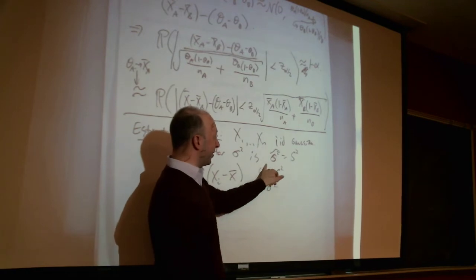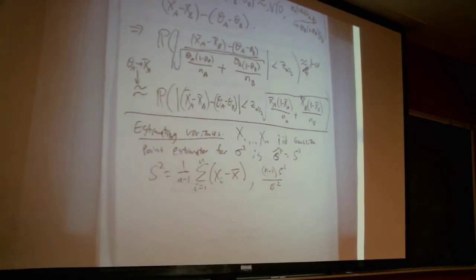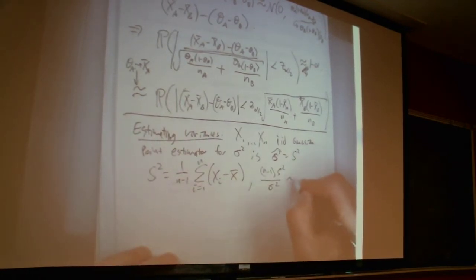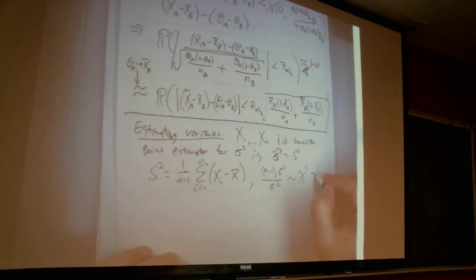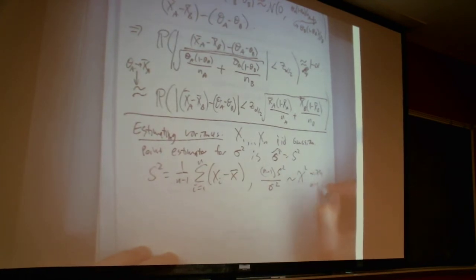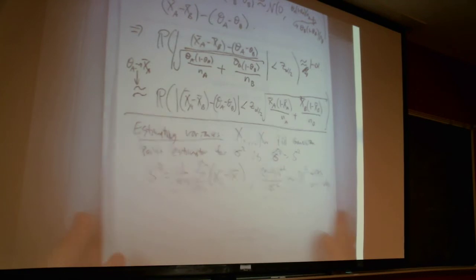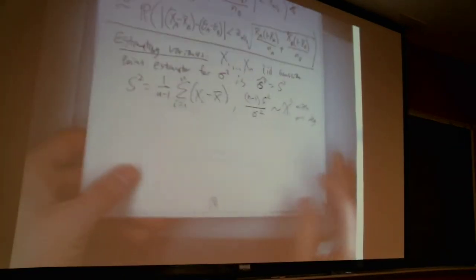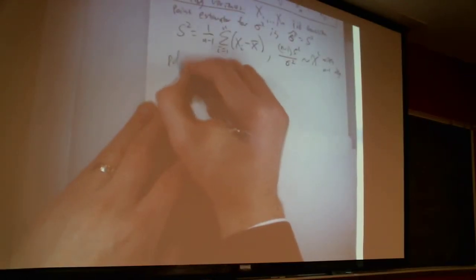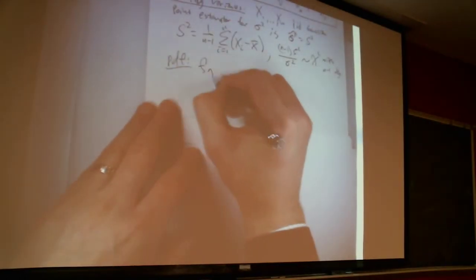what's the distribution of this? Chi-squared. This is a chi-squared. This is distributed like a chi-squared with n minus 1 degrees of freedom. Okay? And let's recall just one more time what the PDF, probability density function of a chi-squared is.